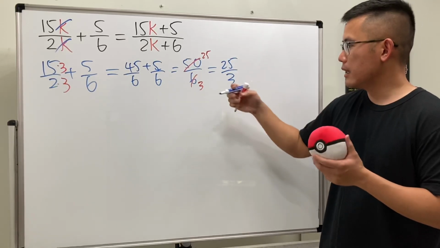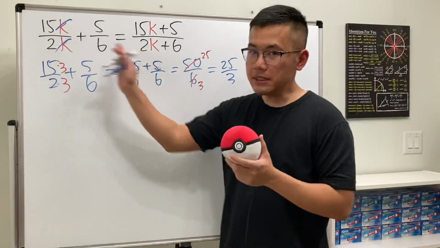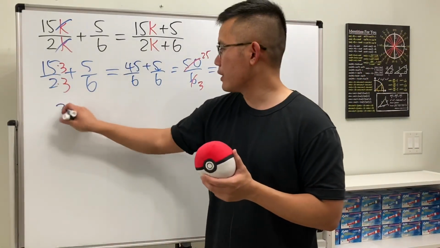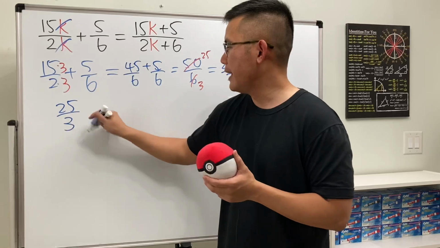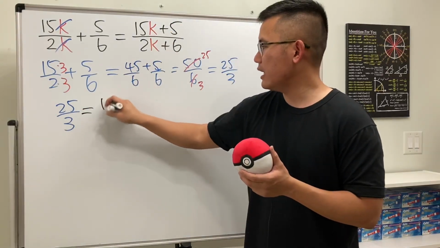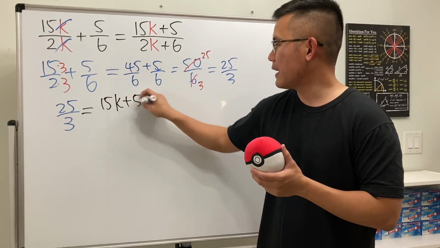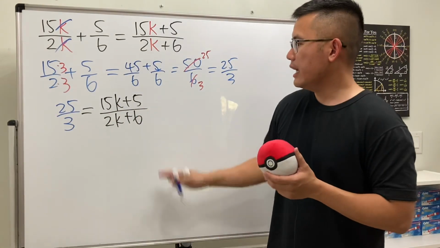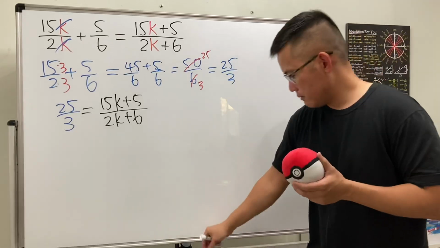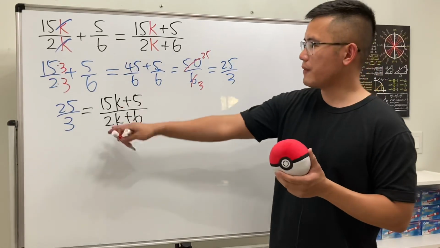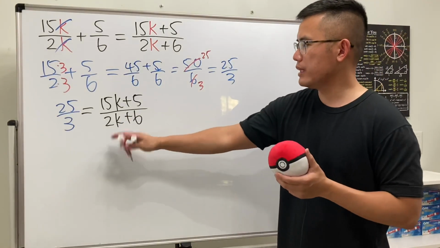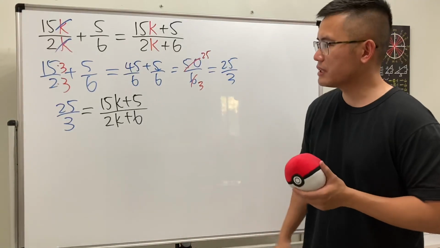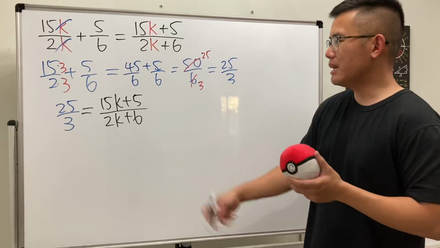Yeah. So in fact, this equation is just asking us how to solve 25 over 3 being equal to (15k plus 5) over (2k plus 6). And of course, if you would like, you can factor out a 5 and then factor out a 2 and then reduce the numbers. Up to you. I'm just going to solve it.